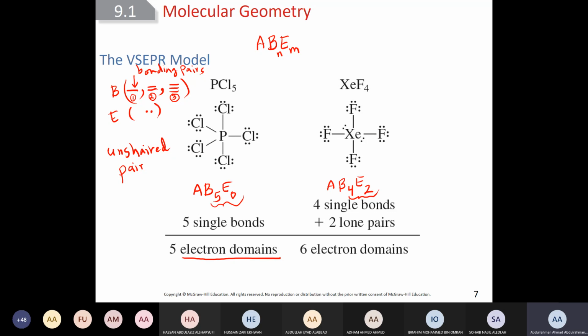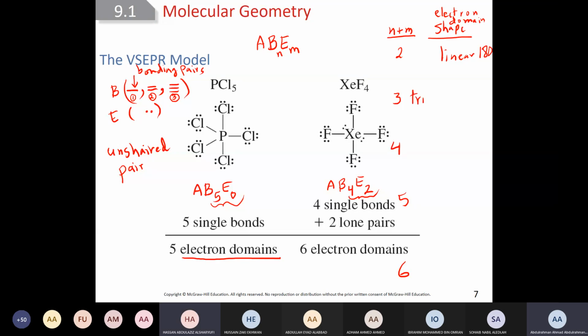Now, according to B plus E, the total numbers here are 2 or 3 or 4 or 5 or 6. If it is 2, what will be the shape of the molecule? Linear. This is called the electron domain shape. The electron domain shape is linear. Very good. You have to memorize this. What's the angle? 180. Exactly.